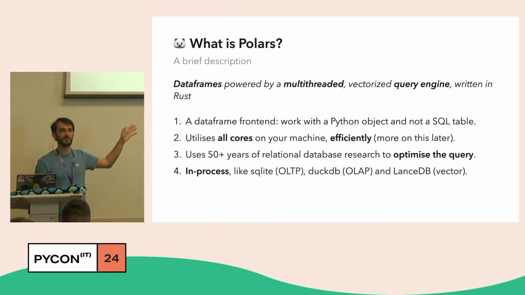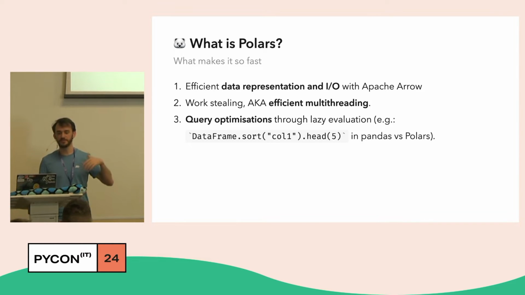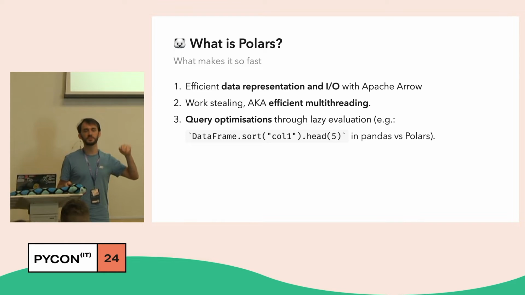It's a multi-threaded vectorized query engine that has a data frame library on top of it. So it's not SQL. You interact with it as a pandas object or a data frame object in Python. And it's extremely fast because it uses all cores of your machine efficiently, unlike pandas, and it uses 50 plus years of research in relational databases to be extremely intelligent about how data is read and aggregated. It is in process, a bit like SQLite, so you don't need a server-client infrastructure. What makes it so fast is that it leverages recent developments in the data ecosystem, for example the Apache Arrow specification to represent data in memory. It employs Rayon, which is a Rust library.